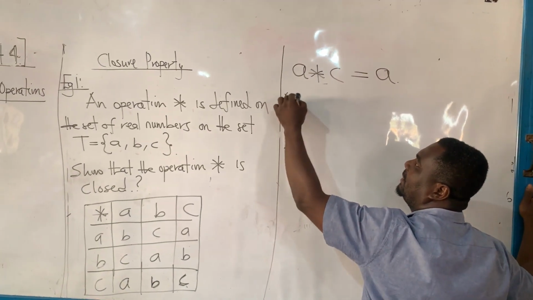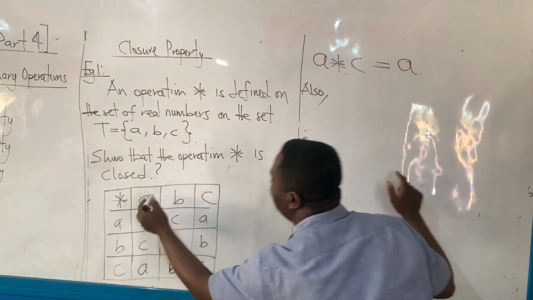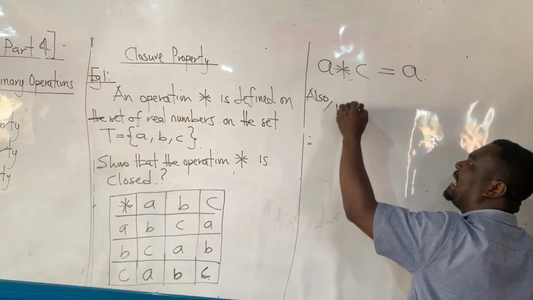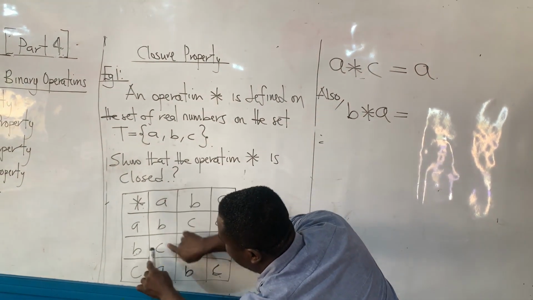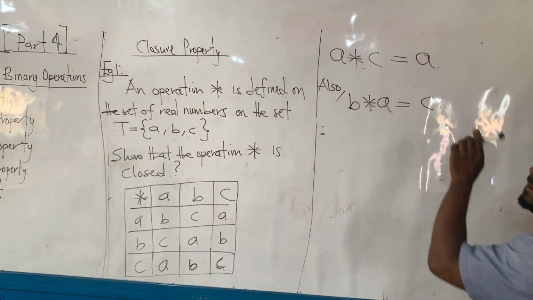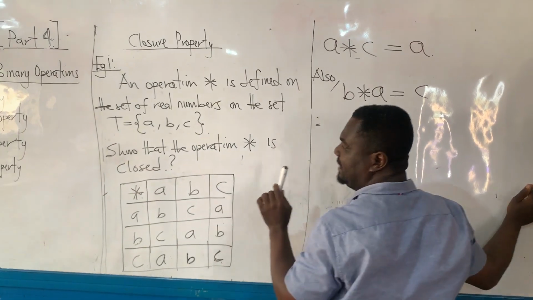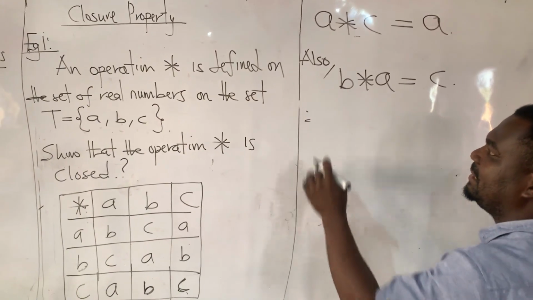Also, let me try another random picking. Let me pick B and A. So B star A. When you match, you are getting C. Is C also a member of set T? Yes. C is also a member of set T.